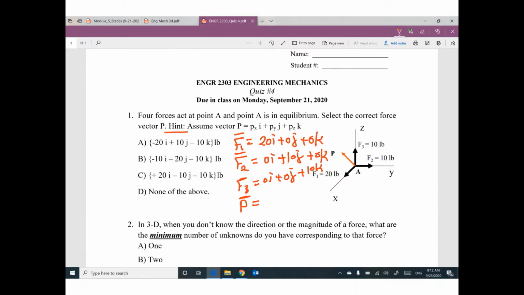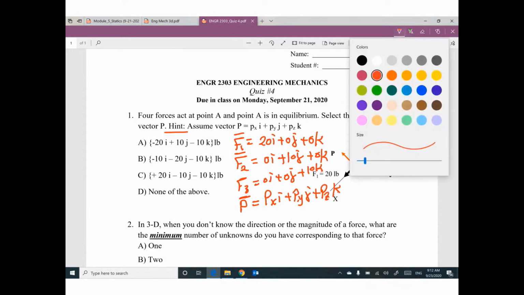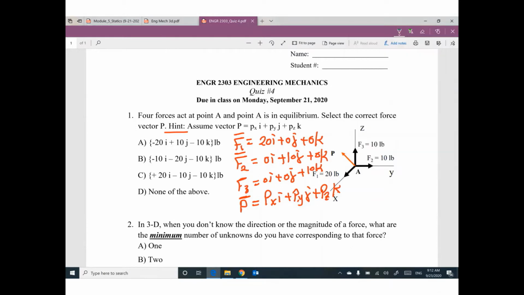Assume P as a vector, PX I, PY J, PZ K. Do you have any more forces? No. All of these forces are in equilibrium. That means X component plus X component plus X component plus X component equals 0. So we have 20 plus 0 plus 0 plus PX, all of them equal 0.